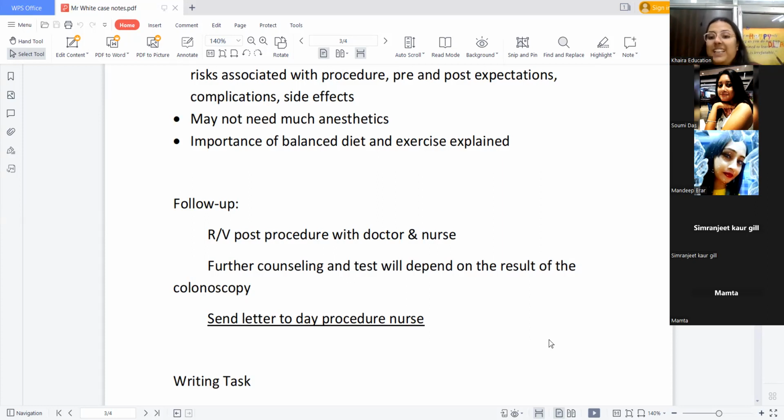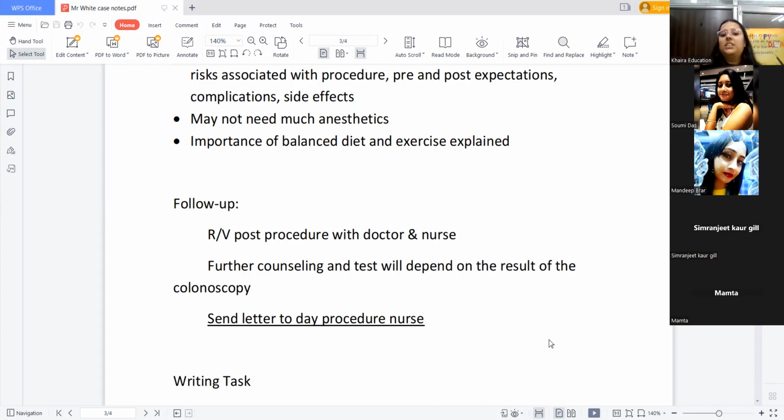A nurse who is involved in the care of the patients who come for day procedures. What are day procedures? Procedures for which the patient does not require overnight admission. They come in the morning, get the procedure done, go back in the evening. They're not admitted in the hospital overnight.